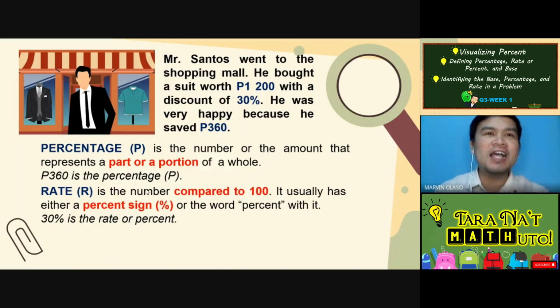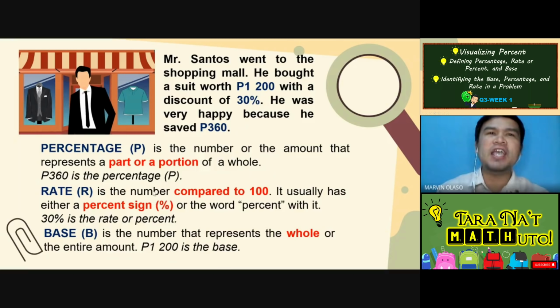And we have now the last term, which is base. Ito napakasimple lang. Base is the number that represents the whole or the entire amount. From the word, di ba, base, ito yung number or amount na pinagbabasehan o pinanggagalingan ng bahagi. So among the three given, 1,200 pesos is the base. Ayan. Hopefully, malinaw sa atin ang pagkakakilanlan ng percentage, rate or percent, and base.